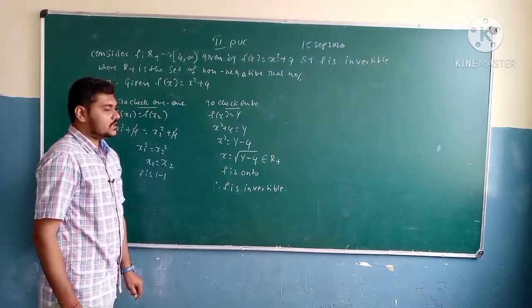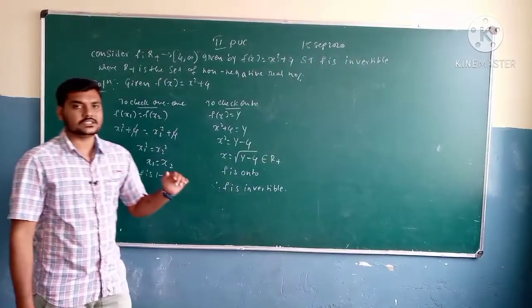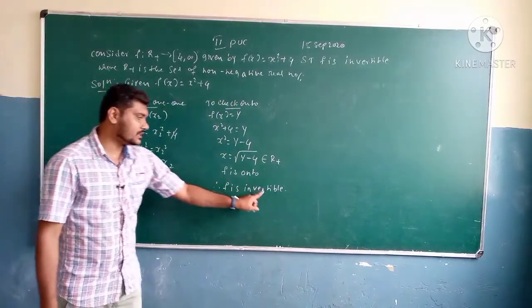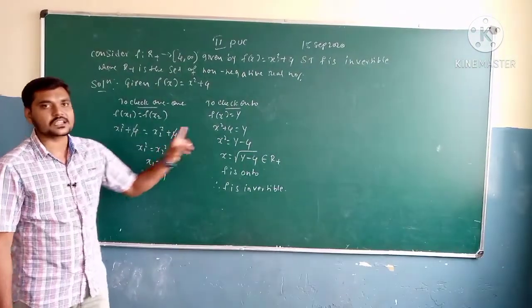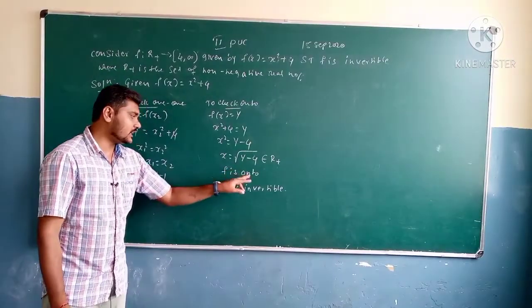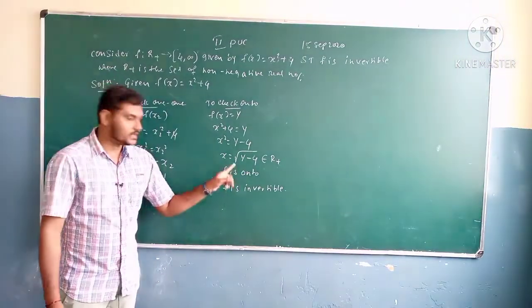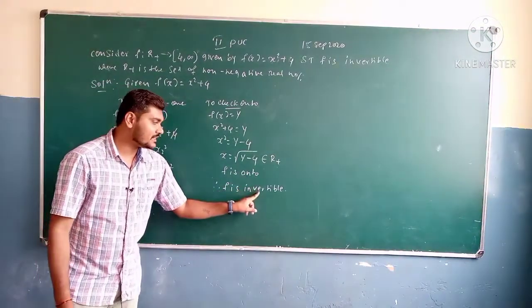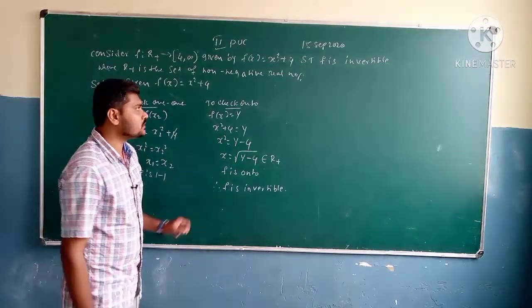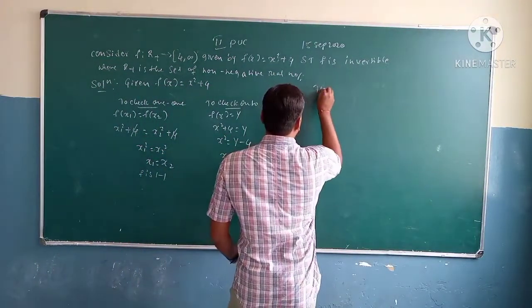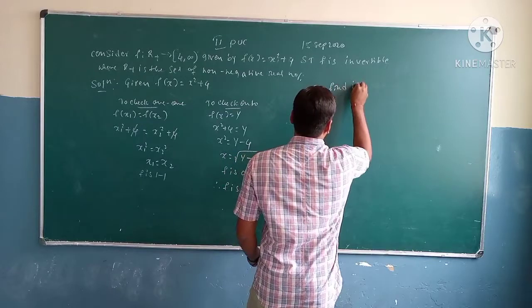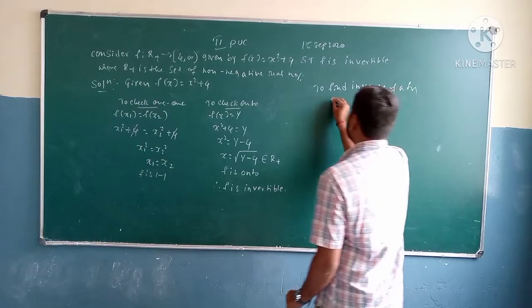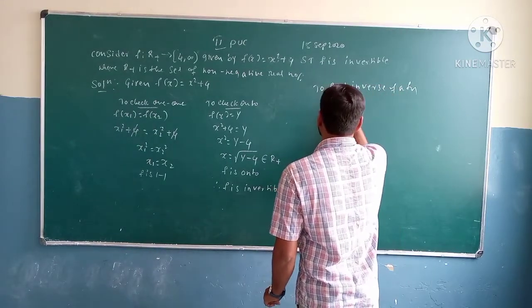So next, we need to find the inverse of the given function. We have already shown that f is an invertible function because it is one-one as well as onto. Since it is one-one and onto, it is a bijective function. Since it is bijective, it is invertible, so we have to find its inverse. To find the inverse of a function, it is going to be f inverse of x.